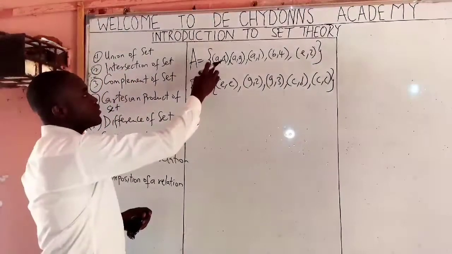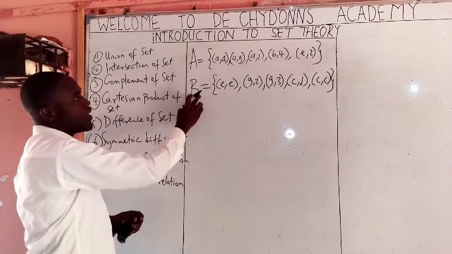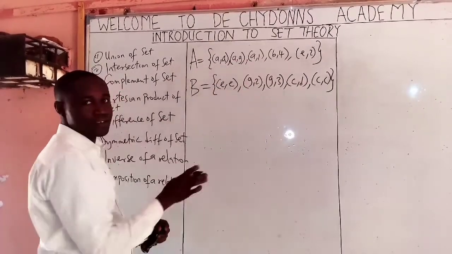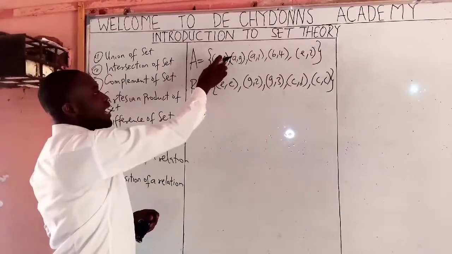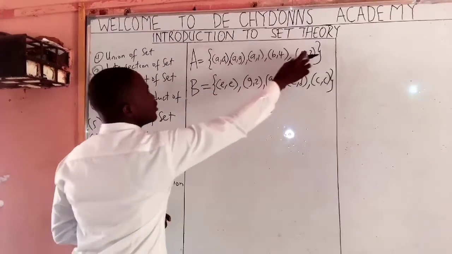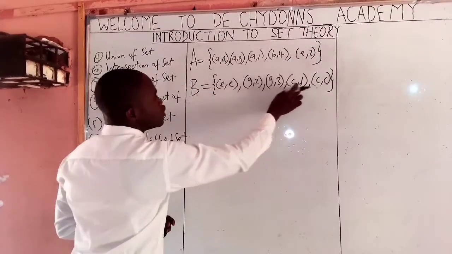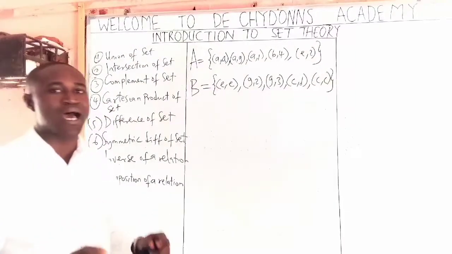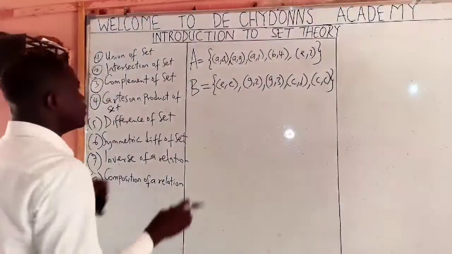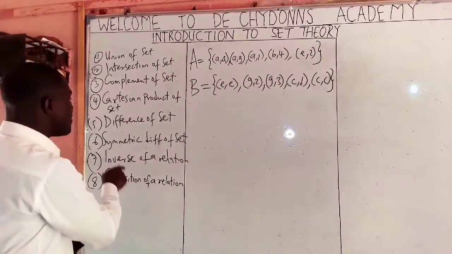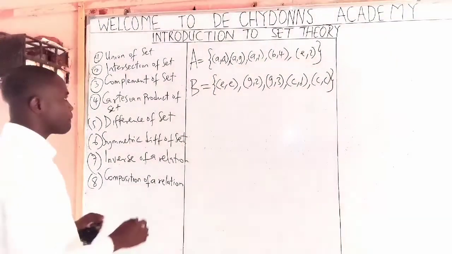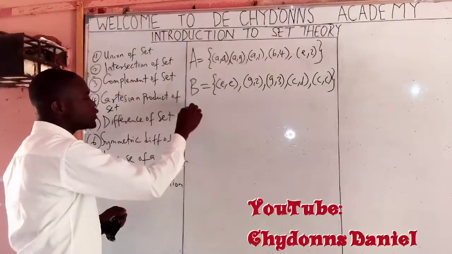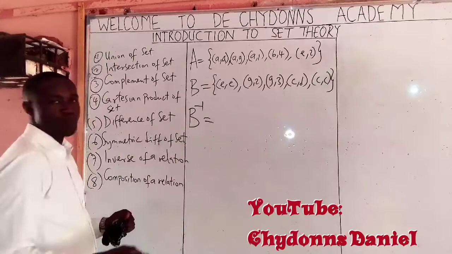You can see in the question above here, this is a typical example of a set of ordered pairs because the elements are in twos. So they are said to be a relation because they are a set of ordered pairs. Then, what do we mean by inverse of a relation? Take for instance, inverse of a relation means B inverse.